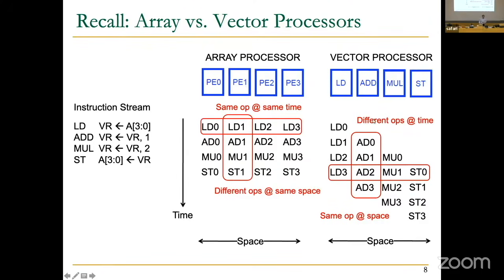Vector processor is more frugal, meaning the processing element can be simple. As we discussed, you can have different processing elements specialized, load unit, add unit, multiply unit, store unit, for example. Each unit doesn't have to do everything. And that's why it's actually easier to build. But here, you cannot execute the same operation on multiple processing elements at the same time. You have to pipeline it over time. But if you look at space, you basically execute one operation in the same space, but different operations in the same time. That's how you exploit the parallelism, basically.